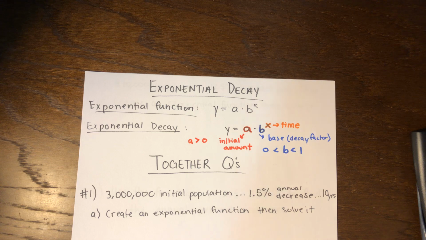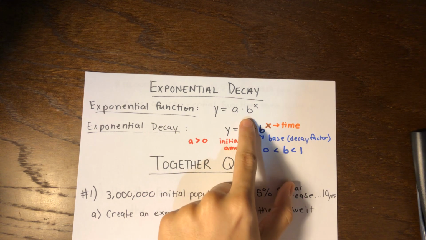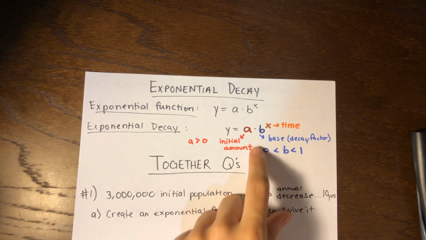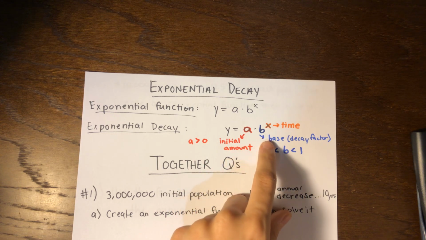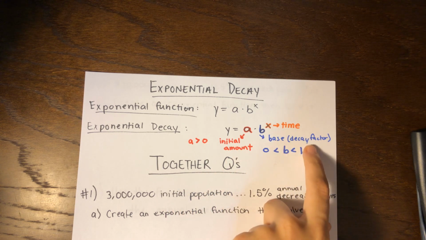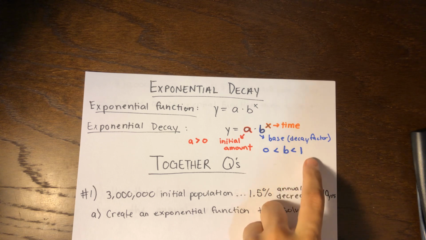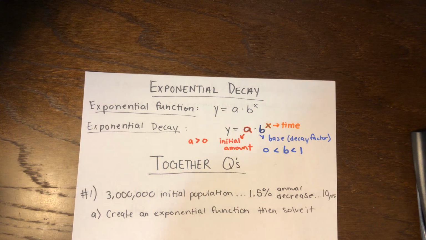Guys, we're back for day 2. We're going to be talking about exponential decay. So we're still dealing with the exponential function. Set up just like last time, a still has to be greater than 0, but this time b is our base decaying factor. So b is going to be in between 0 and 1, like 0 point something.